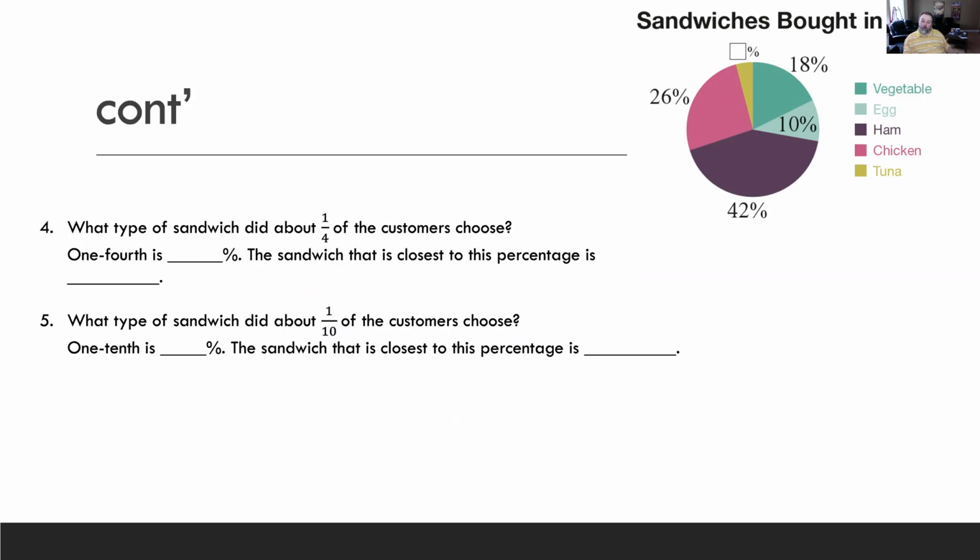Here's a couple more questions for you to try. So pause the video and just jot down your answers to these questions. Okay, what type of sandwich did about a quarter of the customers choose? 1/4 is about 25%, and the sandwich closest to this percentage is, it looks like this pink one here, that's 26%, that's chicken. What type of sandwich did about 1/10 of the customers choose? 1/10 is about 10%. The sandwich closest to that percentage is egg. You can see that this is not massively difficult work.